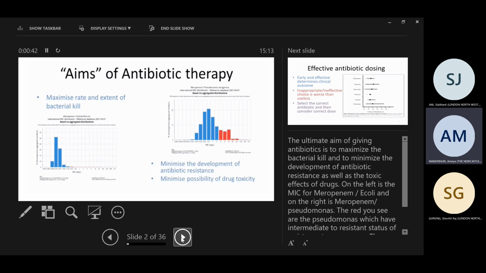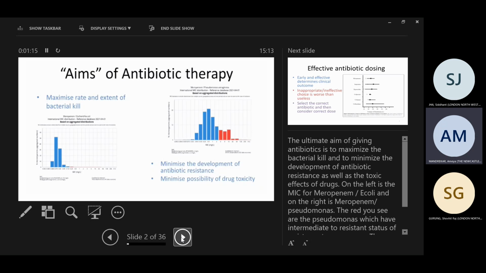This screen here, this side here, is showing the maximized kill rate for meropenem with E. coli. And this side on the right is showing the minimum inhibitory concentration of killing Pseudomonas using meropenem. You can see there are different concentrations at which they kill it, and the ones in red are when they're unable to kill that bacteria. This is when you're getting resistance, so anything above 4 is reflecting resistance.